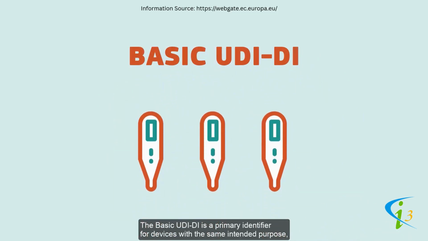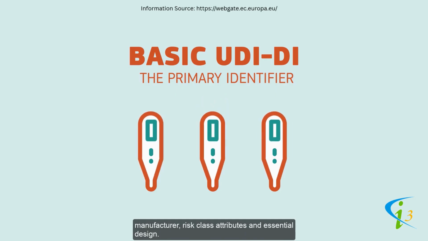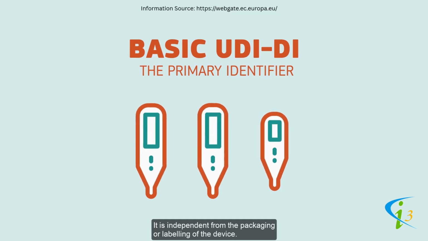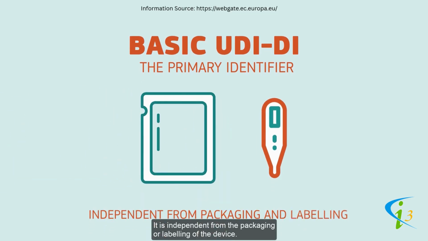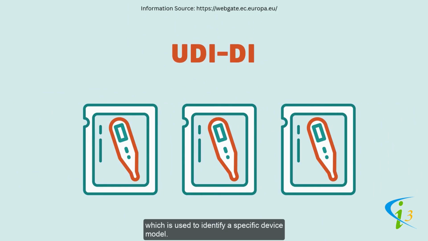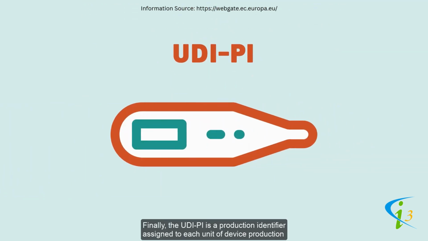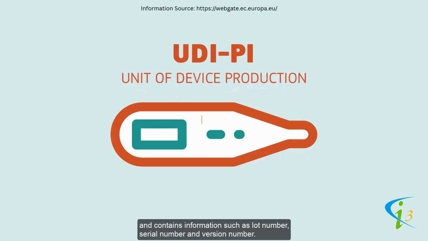The basic UDI-DI is a primary identifier for devices with the same intended purpose, manufacturer, risk class attributes, and essential design. It is independent from the packaging or labeling of the device. Then we have the UDI-DI, which is used to identify a specific device model. Finally, the UDI-PI is a production identifier assigned to each unit of device production and contains information such as lot number, serial number, and version number.